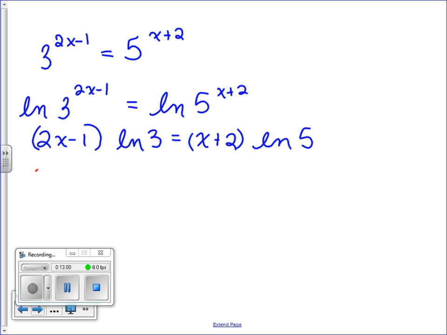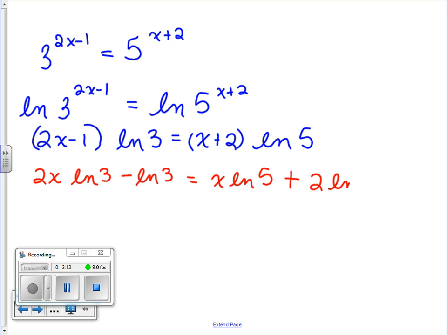2x natural log of 3 minus the natural log of 3 equals x natural log of 5 plus 2 natural log of 5. It's pretty easy to multiply a log times something because you just stick it on the front and there's not actually any multiplication happening. You just write them side by side. So that's pretty simple.